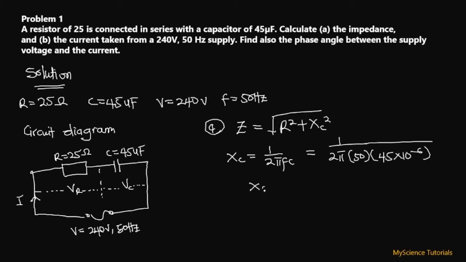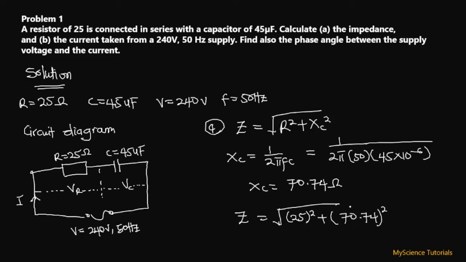Now if we compute everything we have over here into our calculator, 1 over 2 pi multiplied by 50 multiplied by 45 times 10 raised to the power negative 6 is going to give me 70.74 ohms as my capacitive reactance. Now that I have my capacitive reactance, I can go ahead and find my impedance. So Z, which is my impedance, is going to be the root of my resistance, 25 squared, plus my capacitive reactance, 70.74, also squared.